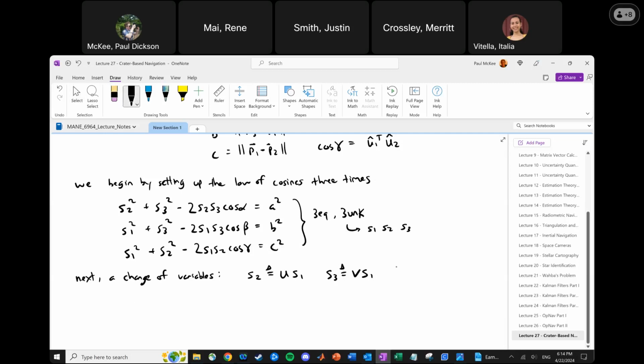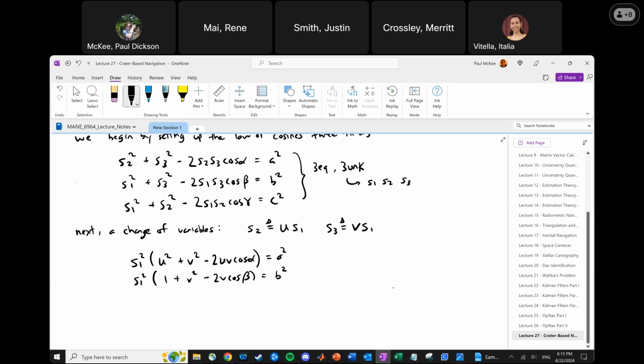Well, now the first equation looks like S1 squared times U squared plus V squared minus 2UV cosine of alpha is A squared. The second equation looks like S1 squared times 1 plus V squared minus 2V cosine of beta equal to B squared. And the third equation looks like S1 squared times U squared plus 1 minus 2U cosine gamma is equal to C squared.